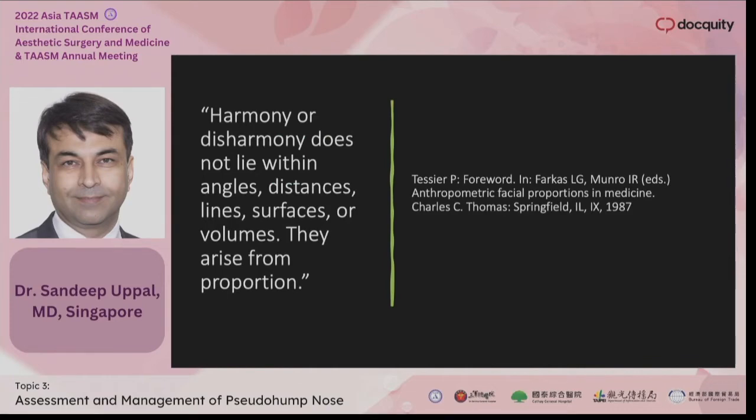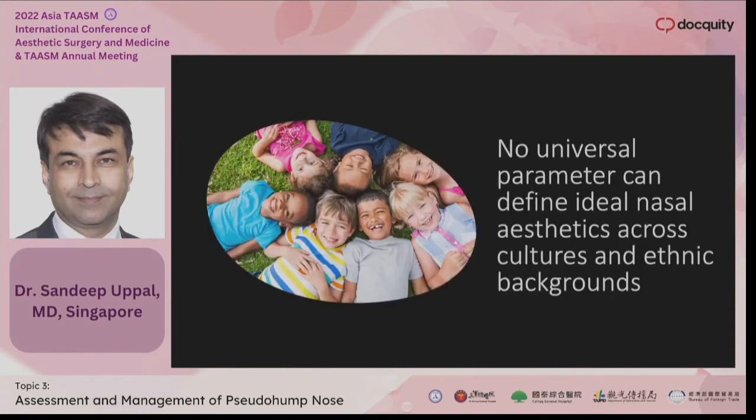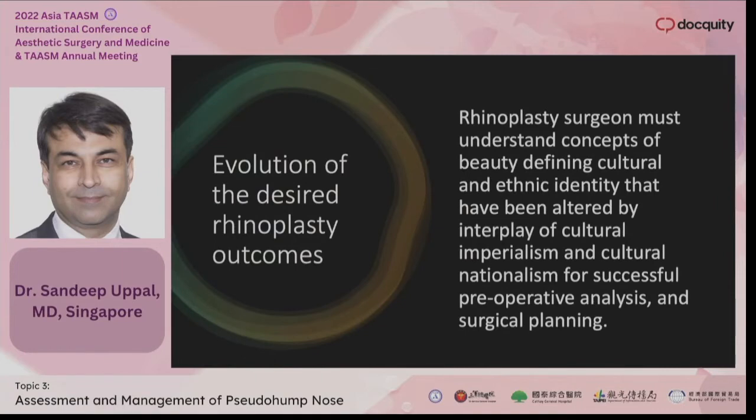Tessier noted that harmony or disharmony does not lie within angles, distances, lines, surfaces, or volumes. They arise from proportion. It is true that no universal parameter can define ideal nasal aesthetics across cultures and ethnic backgrounds. A rhinoplasty surgeon must understand concepts of beauty defining cultural and ethnic identity and adapt to patients' surgical desires, keeping in mind the unique underlying anatomy.